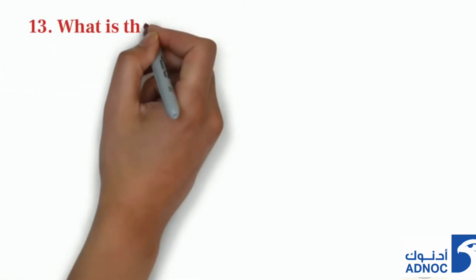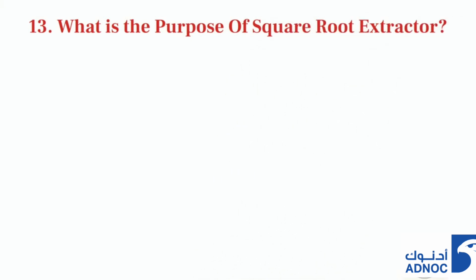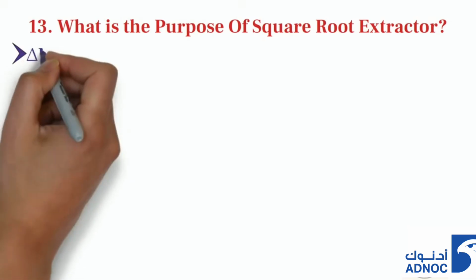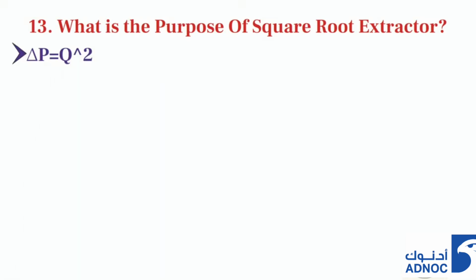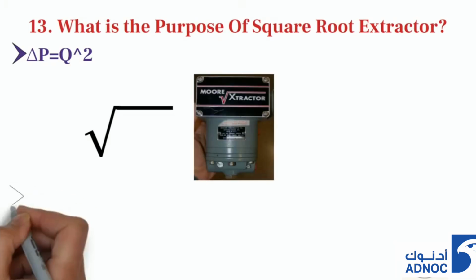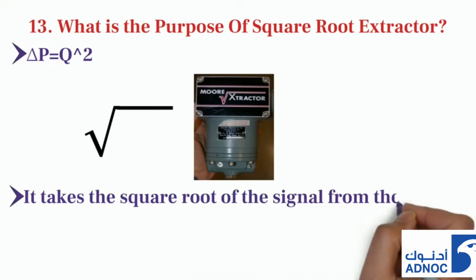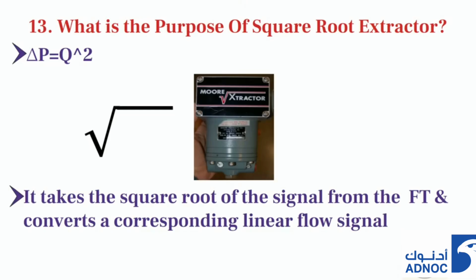One of the most important and basic technical question is, what is the purpose of square root extractor in DPT? As we know that, differential pressure developed by a venturi, orifice plate, pitot tube, or any other acceleration-based flow element is proportional to the square of the flow rate. Square root extractor is a function or device, which takes the square root of the signal from the flow transmitter, and converts to corresponding linear flow signal. Let's go to next question.